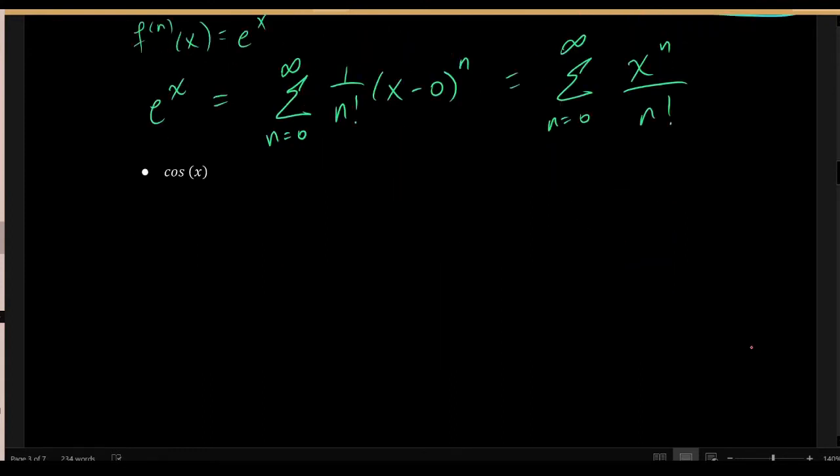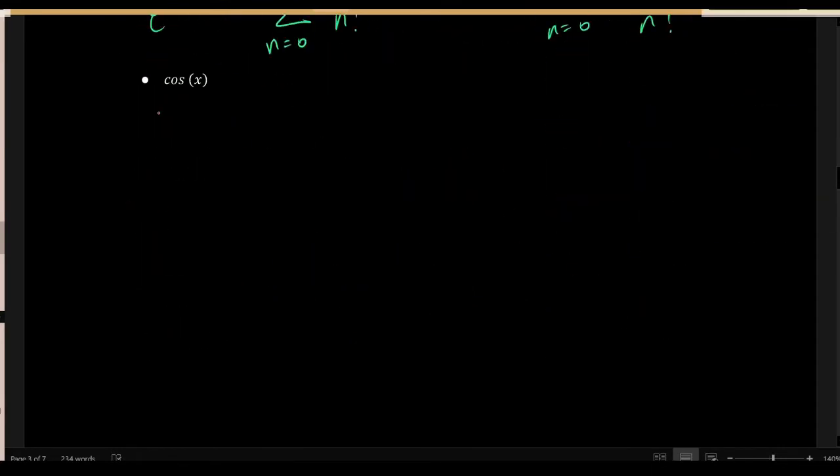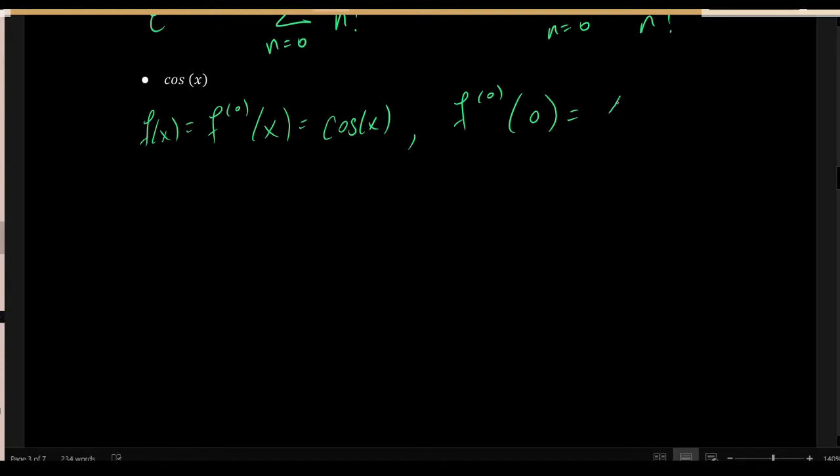Let's try it with cosine x. Cosine x, so once again, we need to figure out the formulas for the coefficients of the series, which amounts to figuring out a general pattern or formula for the derivative with 0 plugged in, 0 still being the center in this problem. So we have f of x, which is the same thing as no derivatives have been taken, and that's equal to cosine x. If we plug in the center to the 0th derivative, we get cosine of 0, which is 1.